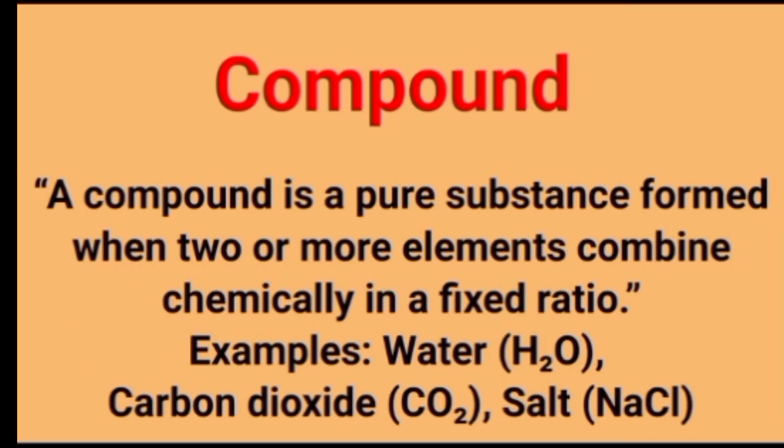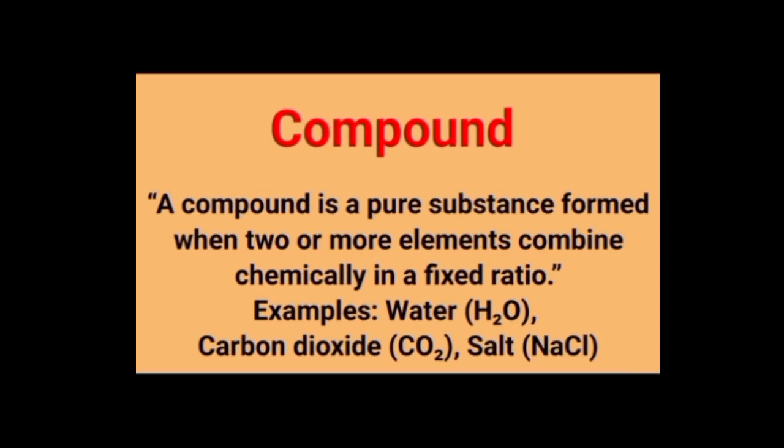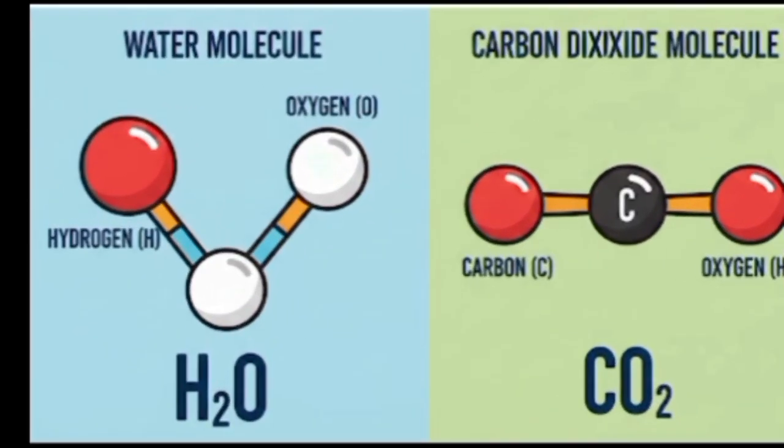And NaCl is also a compound. Its formula is NaCl. Here one sodium and one chlorine combine and form the compound salt. Here you can see one oxygen element and two hydrogen elements. Two hydrogen and one oxygen combine and form water. And in carbon dioxide, one carbon and two oxygen are joined together to form CO2. So they are compounds. They are combined together in a fixed ratio and are chemically combined elements. So it is a compound.